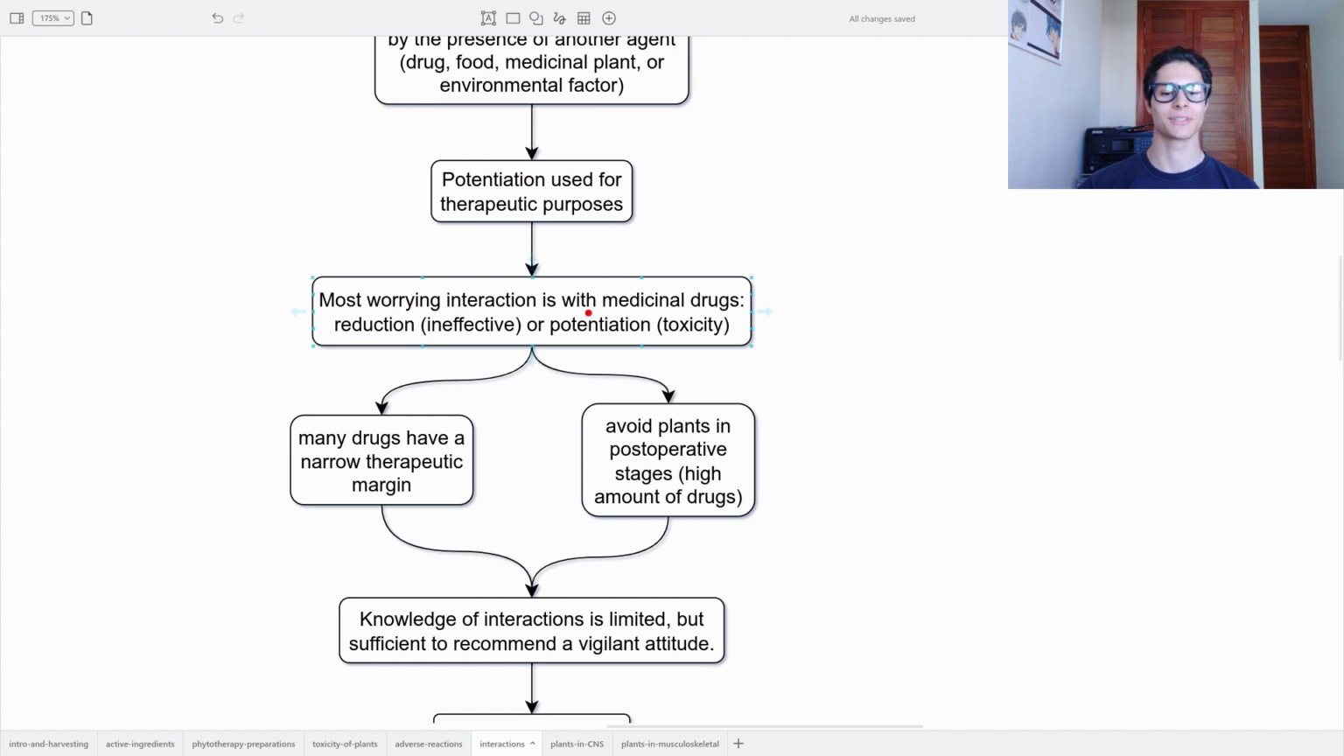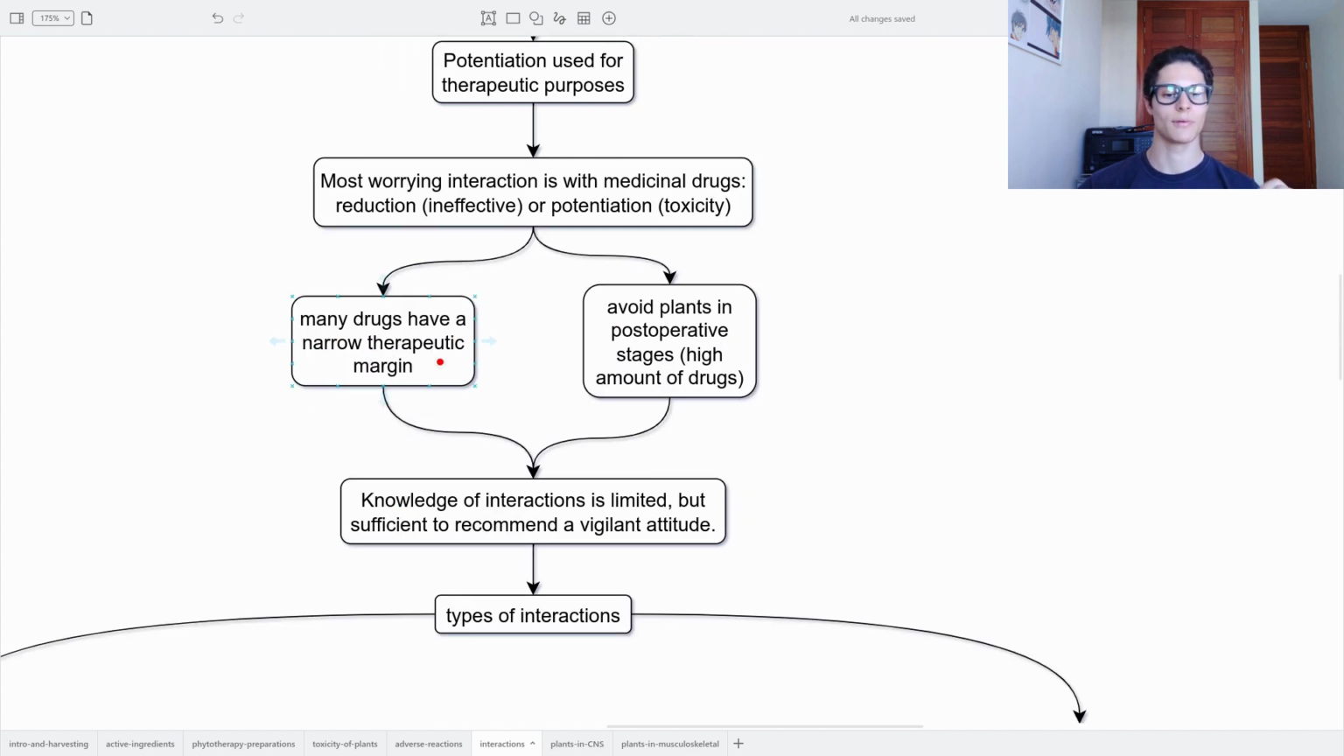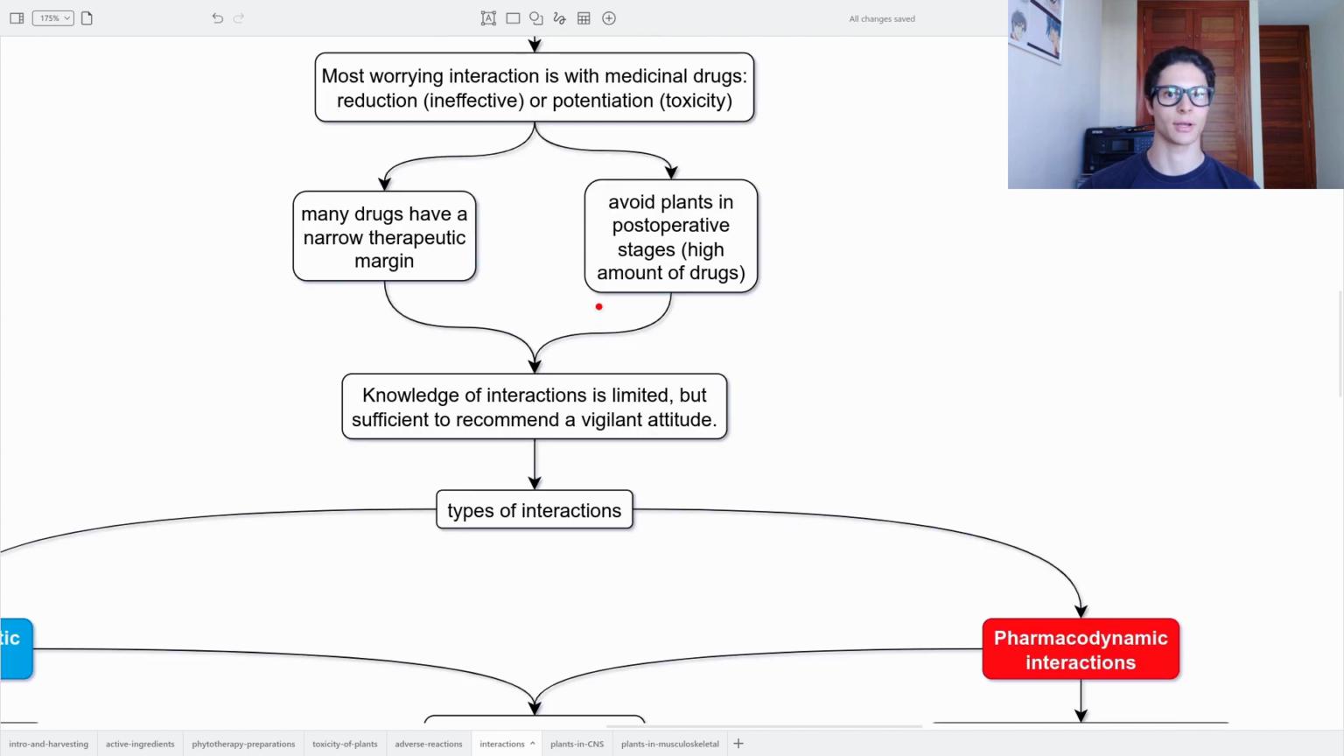The most worrying interaction is with medicinal drugs, because there can be a reduction, so the drug can be ineffective, or a potentiation, which can lead to toxicity. Many drugs have a narrow therapeutic margin. We already talked about that. And we have to avoid plants in post-operative stages, because we are full of a lot of drugs, and a lot of interactions can occur. The knowledge we have on interactions is limited, but sufficient enough to recommend a vigilant attitude.